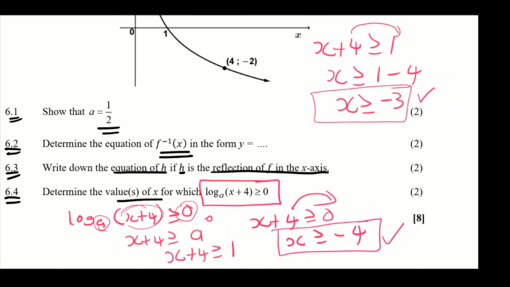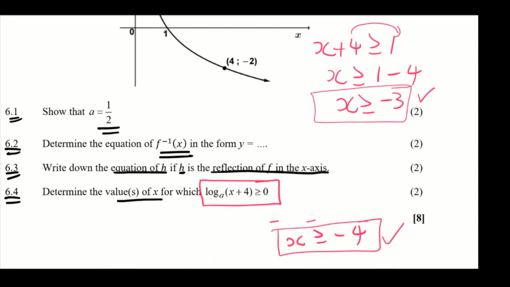So now you need to analyze your solutions. So we have x being greater than or equal to minus 4. We have x being greater than or equal to minus 3. So you're going to go back to your equation, this equation here, right? So you have log base a of x plus 4, right? So we want a solution of x that when we substitute it here, is going to give us a solution that is greater than or equal to 0, right? So a solution that is positive or equal to 0, right?